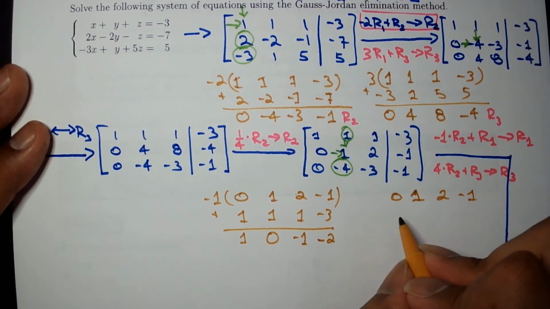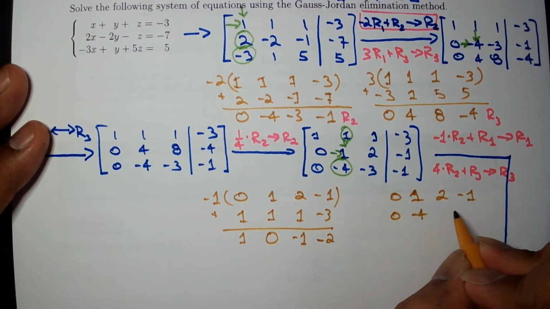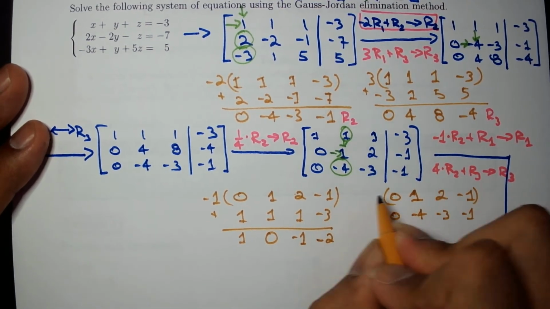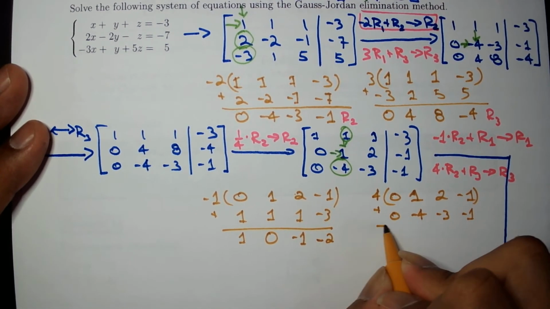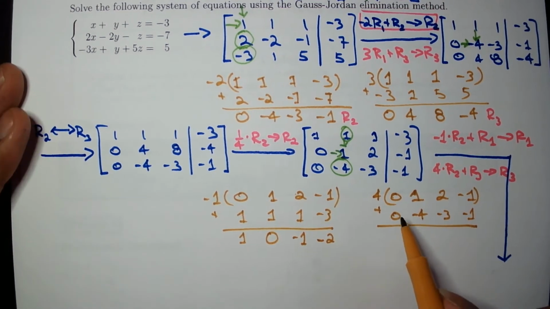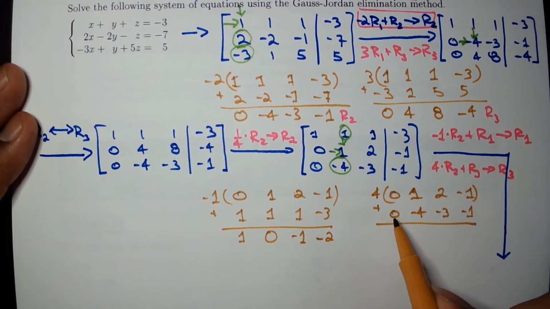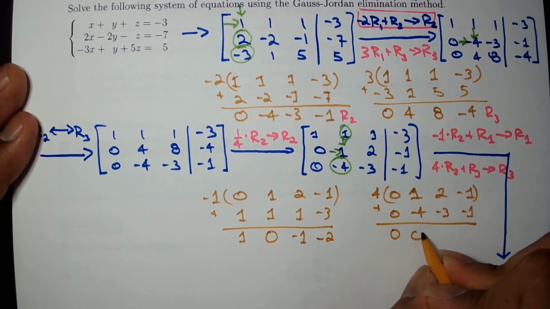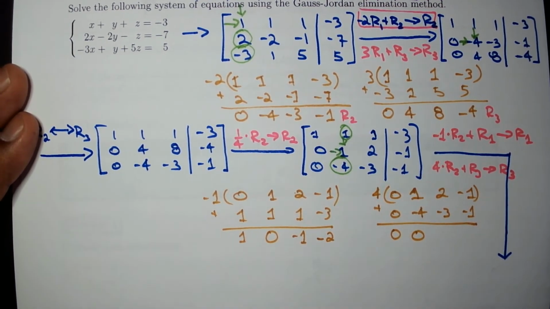And add it with the third row, 0, -4, -3, -1. And that first row times 4. And then add these two rows. Here we go. 4 times 0 equals 0, plus 0, 0. 4 times 1 is 4, minus 4 equals 0. That's the 0 that we wanted.